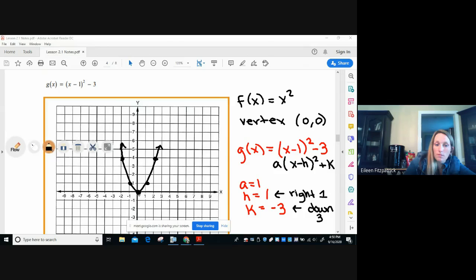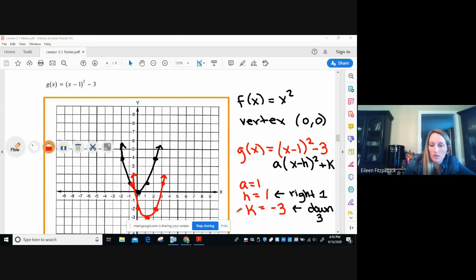Okay, so I'm going to go to my parent function. I'm going to move every single point right 1, and then down 3. So right 1, down 3. There's my new vertex, which we'll talk about in a second. This point goes right 1, down 3. This point goes right 1, down 3. This point goes right 1, down 3. And this point goes right 1, down 3. Okay, and then you draw your parabola.